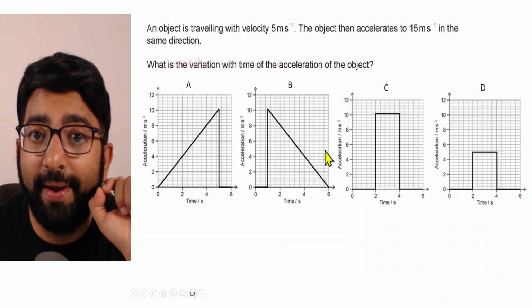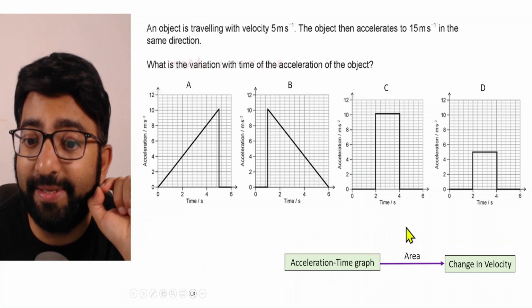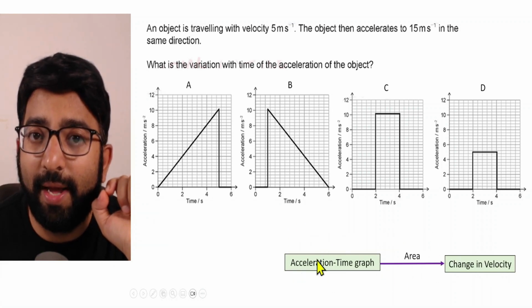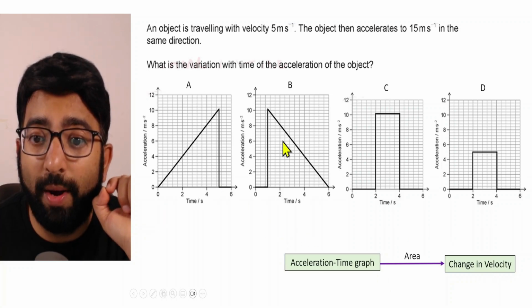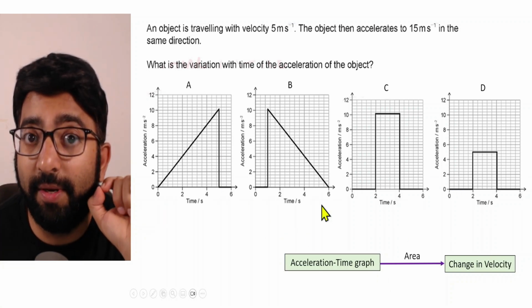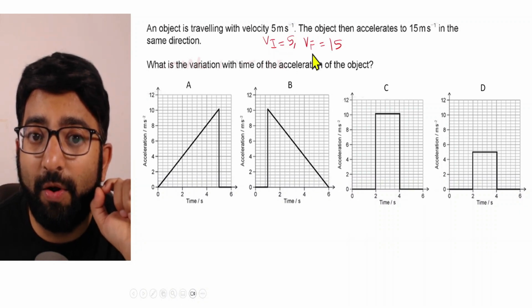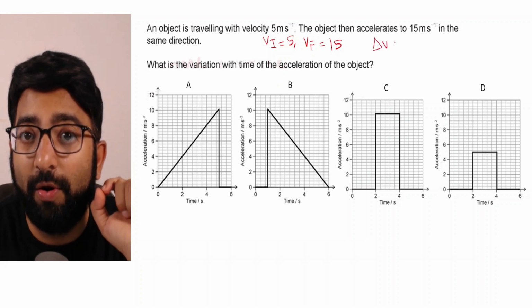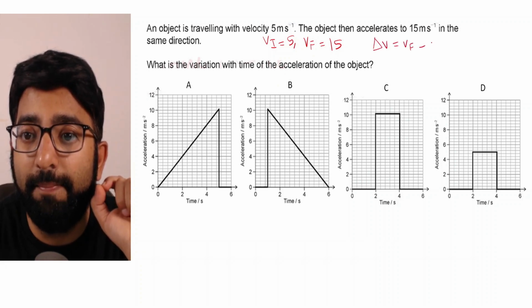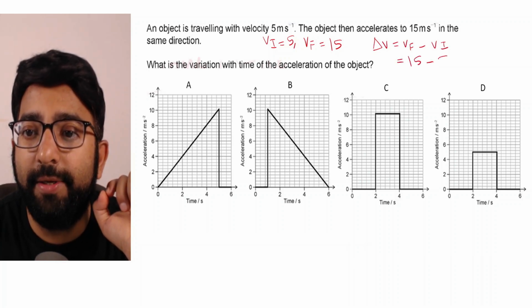How do we determine the correct acceleration time graph? So we need to go back to the basic logic, which states that the area under the acceleration time graph gives us the change in velocity, which means one of these graphs is going to give us the right value of the change in velocity. In the question, initial and final velocities were given. Let us try to find the change in velocity. Change in velocity, the formula is final velocity minus initial velocity, which we can write as 15 minus 5.